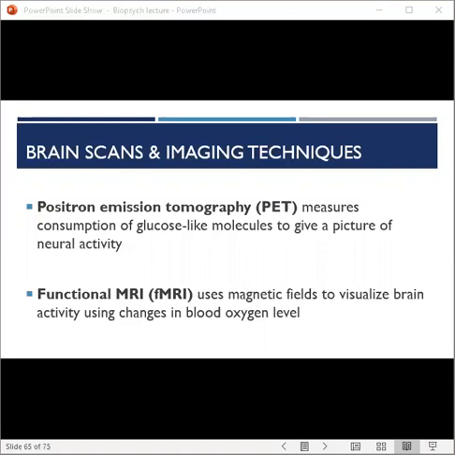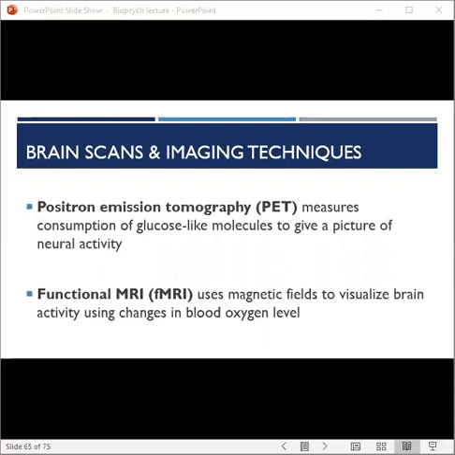The fMRI uses magnetic fields to visualize brain activity using changes in blood oxygen level. This provides detailed images of activity in small brain regions over brief time intervals. So it's considered to be an advantage over the PET scan, although it's very sensitive to motion. So this means you have to stay super still. Think about if you were taking a picture with a real camera. If you're going to move your hand around a lot, the picture is going to be blurry.